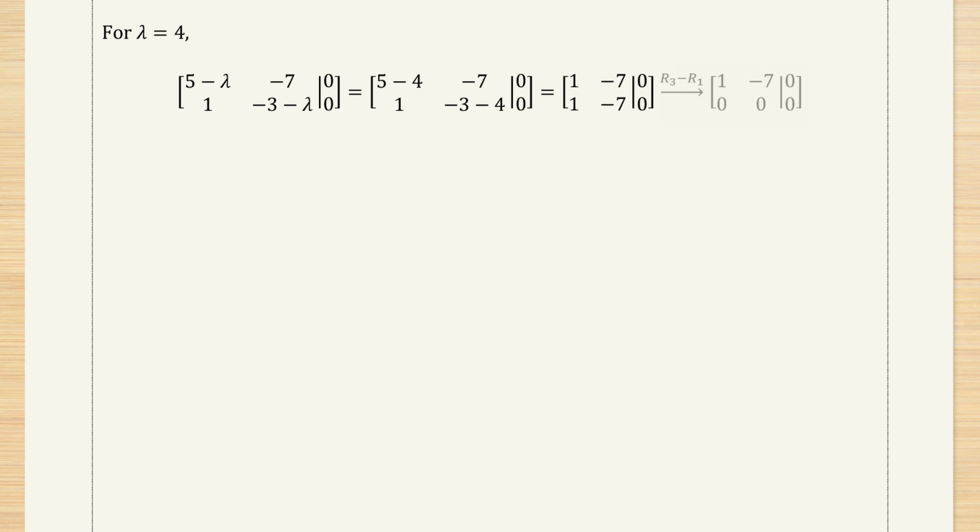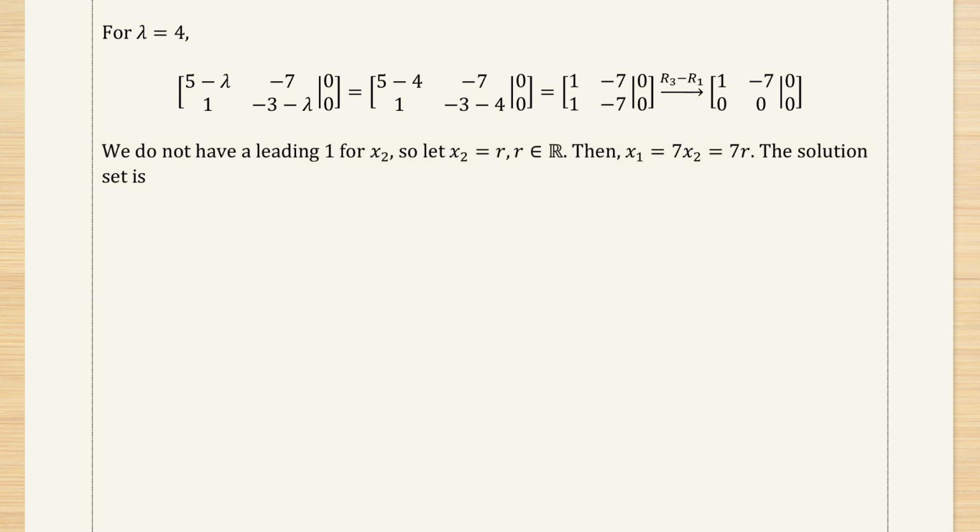Row reducing the matrix, we can go row 2 minus row 1. We see that we do not have a leading 1 for x2, so we let x2 equal our parameter. Let's call it r this time. x1 minus 7x2 equals 0, so x1 equals 7x2. x2 being r, x1 is 7r. The solution set is therefore x1 equals 7r, x2 equals r. We can factor out the r to get 7, 1, which is the eigenvector for this eigenvalue lambda equals 4.